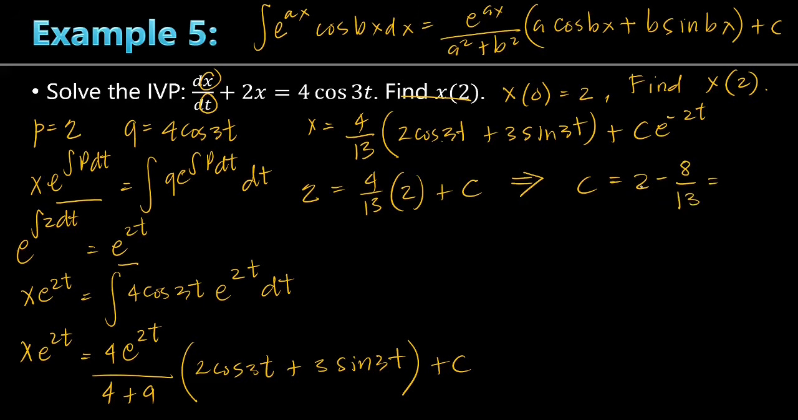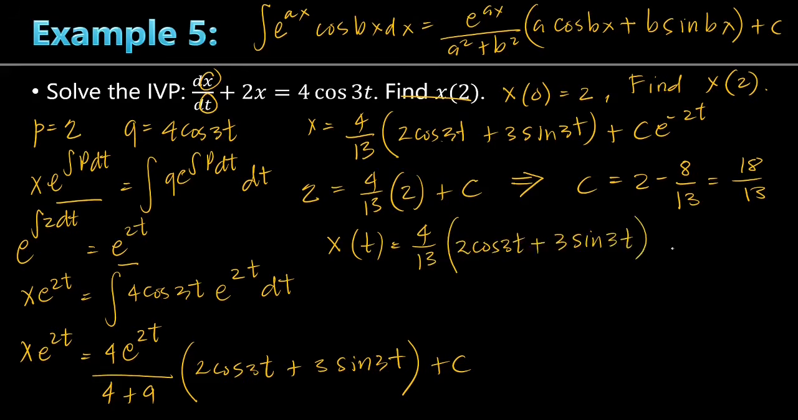The 2 can be 26 over 13. 26 minus 8 is 16. Oh, mistake, not 16: 26 minus 8 is 18. Sorry. So 18 over 13 is now the value of the arbitrary constant. Now we can get the particular solution: x of t equals 4 over 13 times 2 cosine 3t plus 3 sine of 3t, plus 18 over 13 e raised to negative 2t. So this is now our solution.